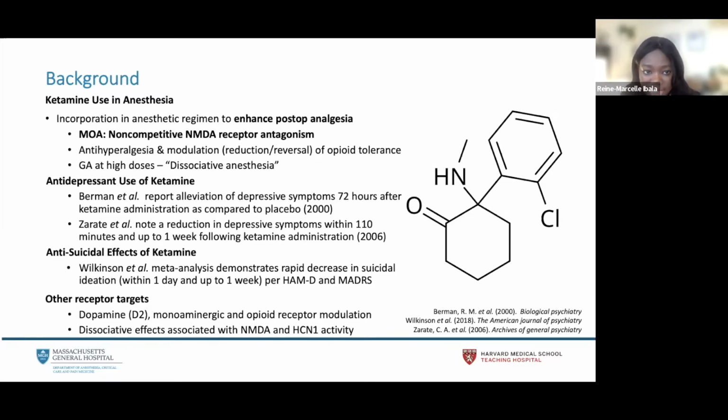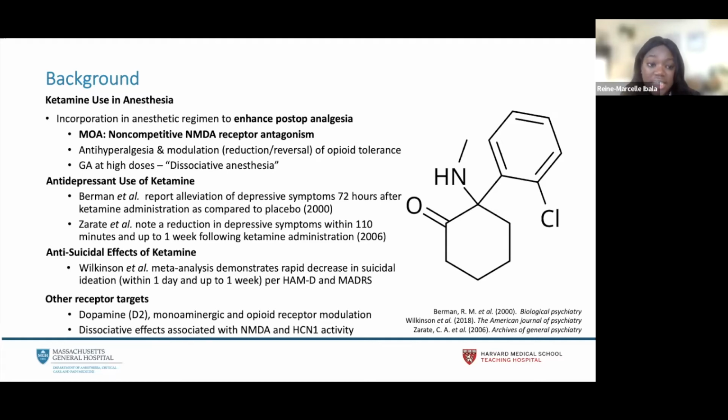Now, from your standpoint, from a psychiatric standpoint, what's been interesting about ketamine is also its use in antidepressant methodologies. We know that in 2000, Berman et al. published a paper that showed that ketamine was useful in decreasing depressive symptoms for about 72 hours after its administration as compared to placebo. We also saw this confirmed by Zarate et al. in 2006, showing that the decrease in depressive symptoms occurred within 110 minutes and lasted for up to about a week of ketamine administration.